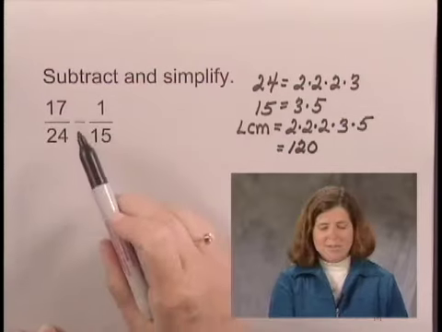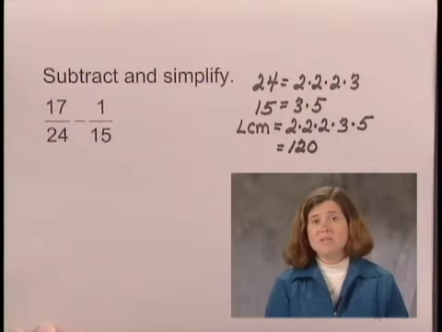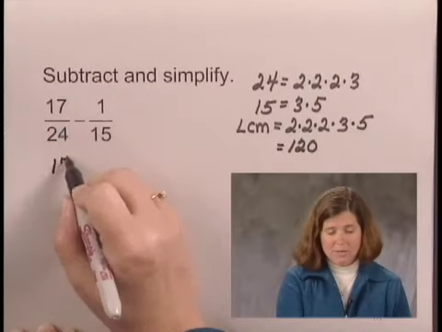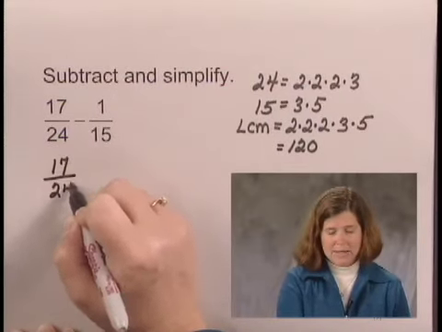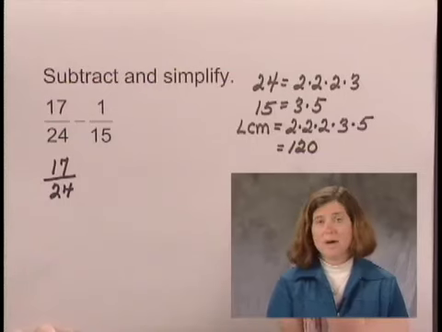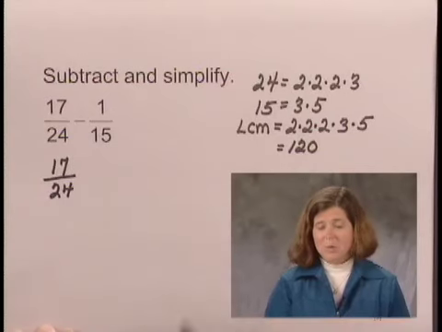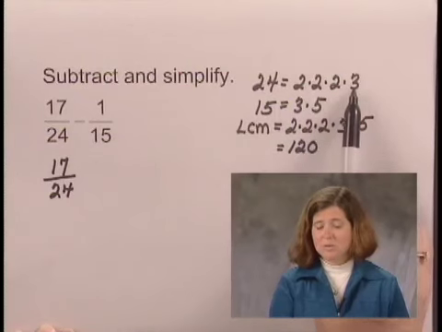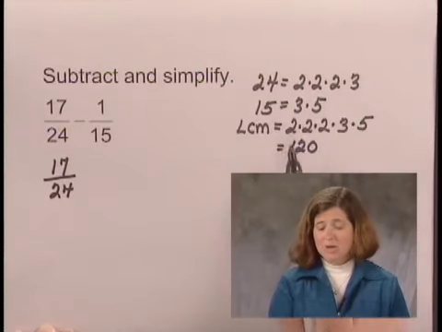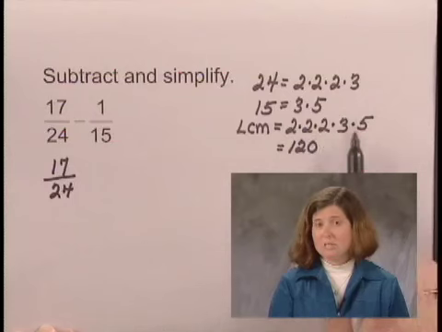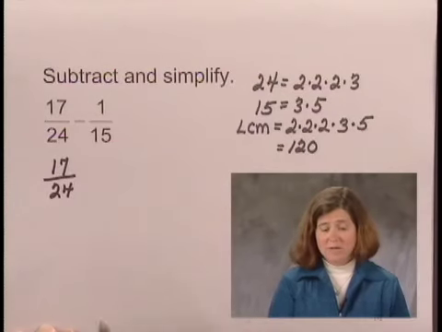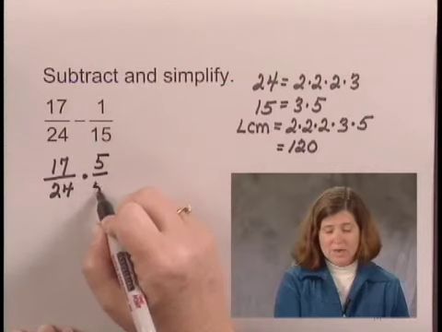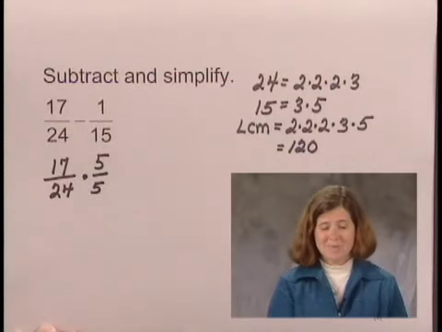So now we have to write 17/24 and 1/15 with a denominator of 120. To do that, we need to multiply by 1. And we think, 24 times what is 120? Well, an easy way to see that is to look at 24 is 2 times 2 times 2 times 3, and the least common multiple is 2 times 2 times 2 times 3 times 5, so we need a factor of 5. So we multiply 17/24 by 5/5.